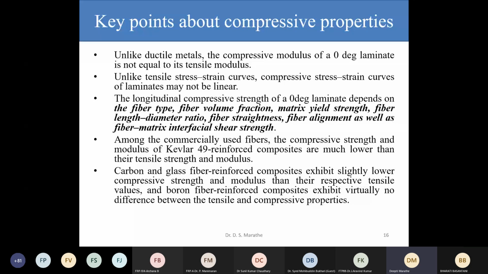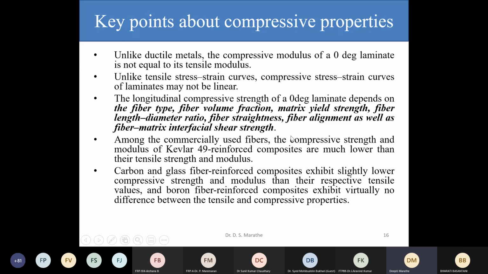Now here clearly it is seen that fiber type is going to make a lot of difference in the correlation between the tensile and the compressive properties. For Kevlar, the tensile properties are much better than the compressive properties. For glass and carbon, they are very close to each other, but for boron, they are almost the same. So we have to remember, very importantly, that fiber type and fiber volume play a very important role along with the matrix. So these were the key points about compressive properties.